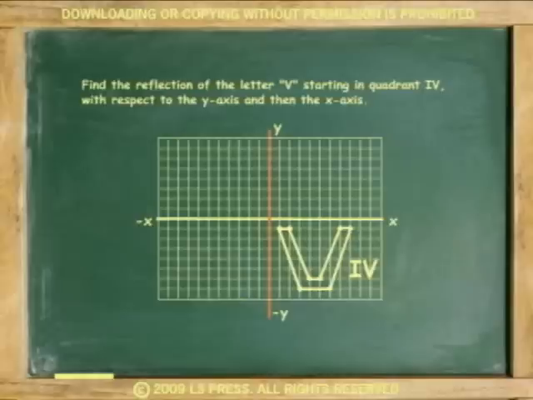For example, find the reflection of the letter V starting in quadrant 4 with respect to the y-axis and then with respect to the x-axis. The solution is like this. The points that define the letter V in the fourth quadrant are, from left to right, (1, -1), (2, -1), (3, -7), (4, -6), (5, -6), (6, -7), (7, -1), and (8, -1).